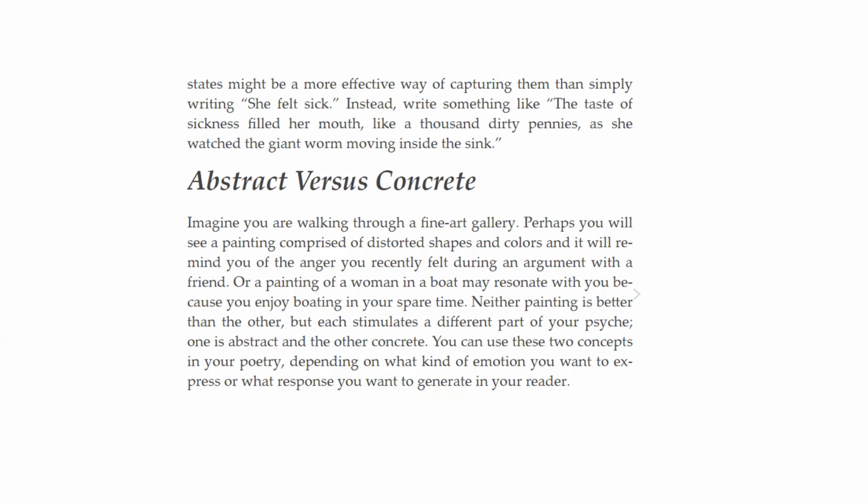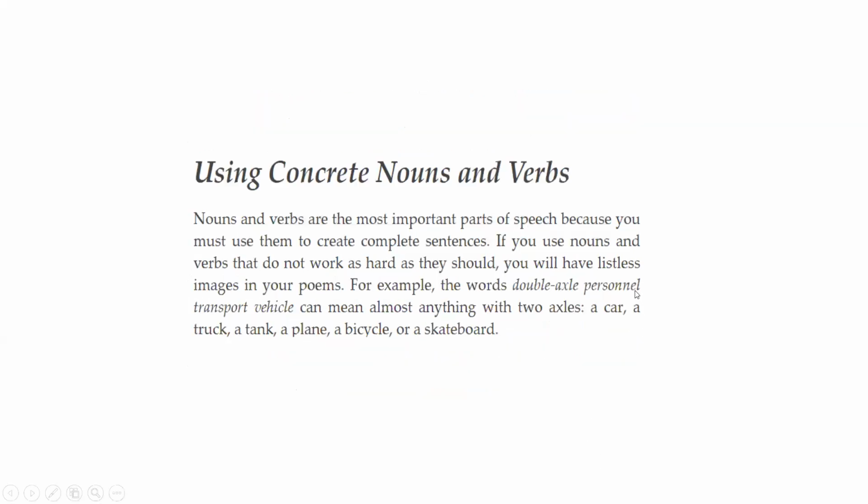You can use these two concepts in your poetry, depending on which kind of emotion you want to express or what response you want to generate in your reader. Using concrete nouns and verbs. Nouns and verbs are the most important parts of speech because you must use them to create complete sentences, right? Like you always can catch a beginner, there's no verb, right? You have to have a verb. The verb shows the action of the sentence. It's not a complete sentence without a verb.